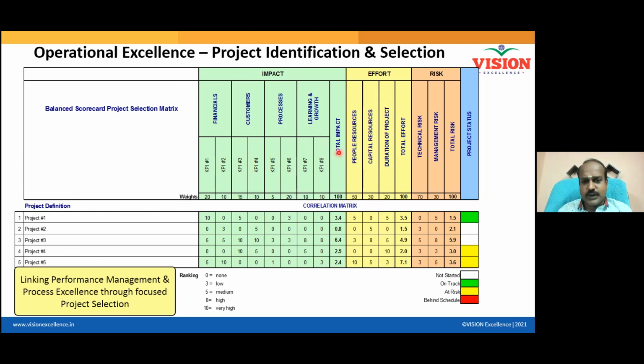These are otherwise called business specific criteria. Actually, these criteria are picked up from your balanced scorecard only. Done. And now I assign a weightage. The total weightage is 100.